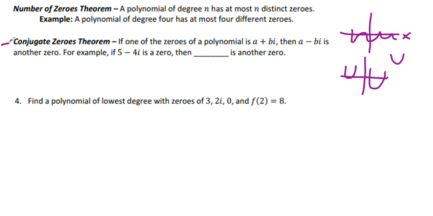So this leads us to our conjugate zeros theorem. If one of the zeros of the polynomial is a complex number, a plus bi, then a minus bi is another zero. They come in pairs, conjugate pairs. So if 5 minus 4i is a 0, then 5 plus 4i will be a 0. And we can use this to actually write polynomials of the lowest degree. There could be higher degree ones with these answers. And this gets rather interesting.